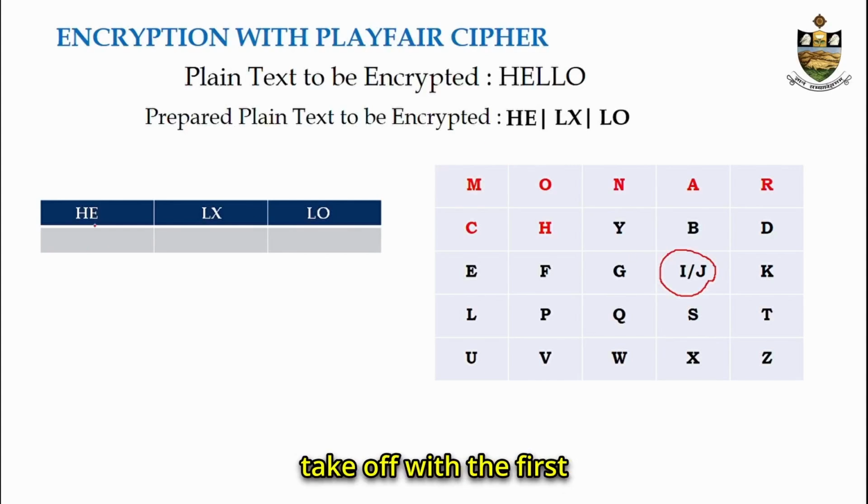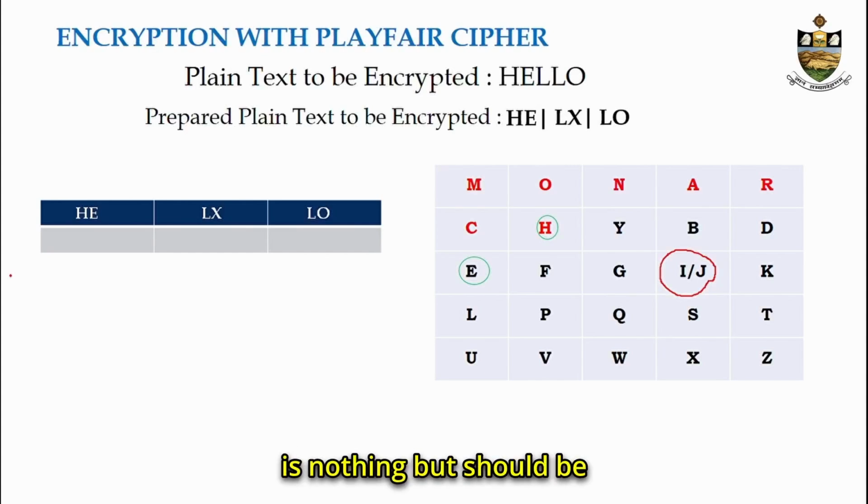Now take the first pair, HE, and identify it in the given matrix. H is in the second row, second column, and E is in the third row, first column. Here H and E are not in the same row or the same column. When letters fall into different rows and columns, we form a rectangle with the two letters and replace each letter with the one at the opposite corner of the rectangle.